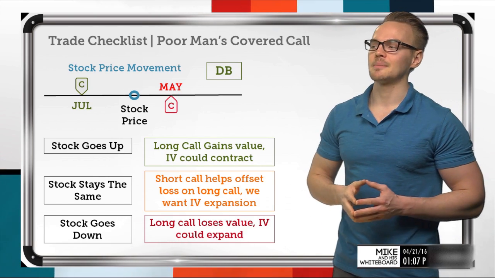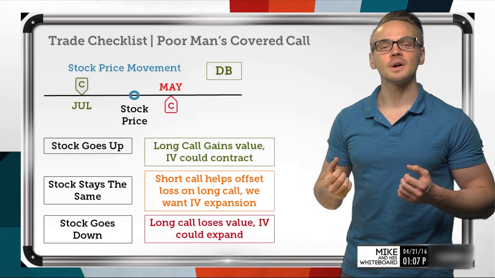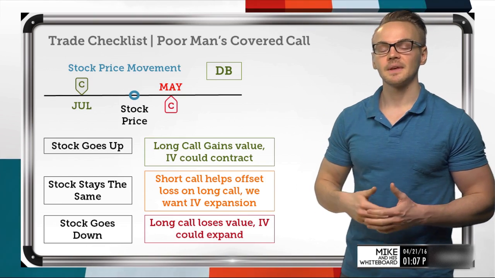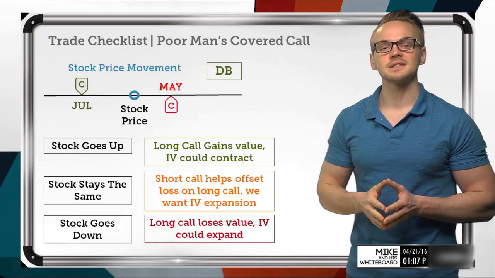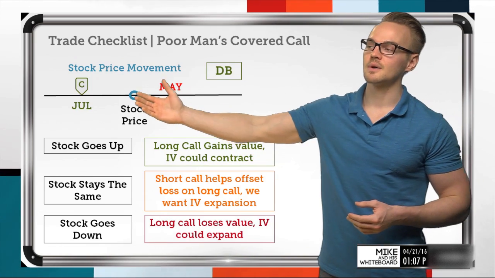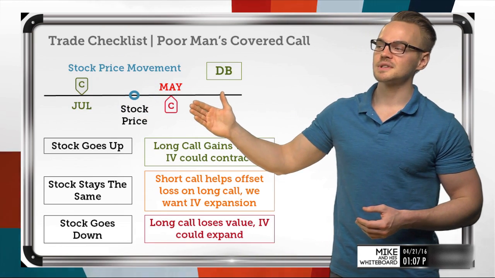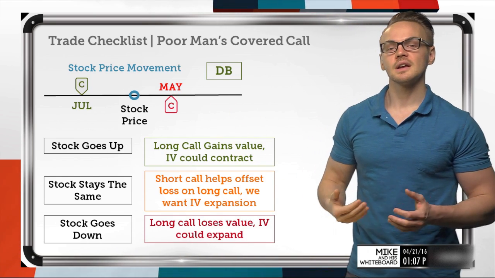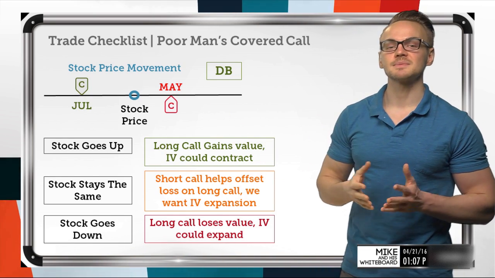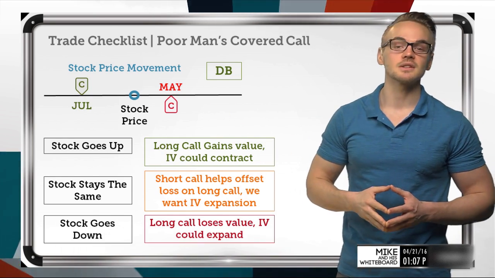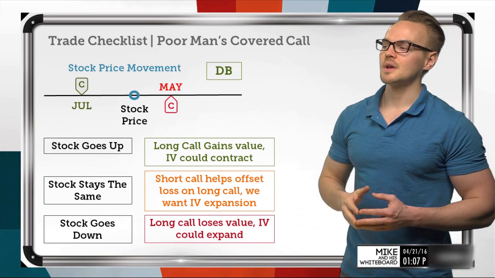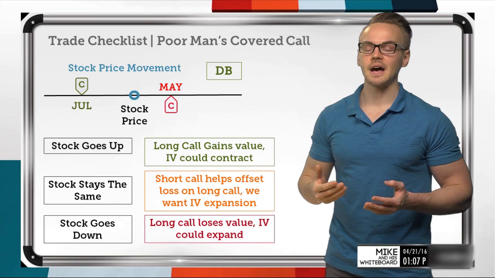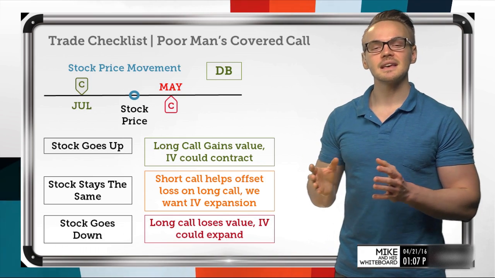Basically, what we want to happen if the stock price stays the same is we want to see implied volatility increase. That would be the best case scenario, because when implied volatility increases, that's going to increase the value of our long call more than the loss on that short call. So we want implied volatility to expand when we're dealing with these diagonal spreads or calendar spreads for that matter as well. When the stock goes down, we are going to see the long call lose value, but again, we can see IV expand.